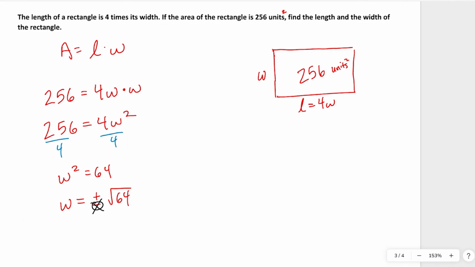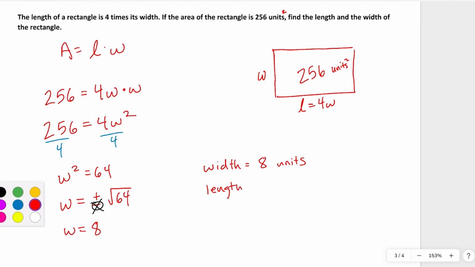If it was just a straight up algebra problem, 256 equals 4W squared, yeah, negative root 64 would be a solution. Now 64 is a perfect square, so we can simplify this. 8 squared is 64, so the square root of 64 is 8, and that's going to be our width. So the width is 8 units, and the length, which is 4 times the width, would be 4 times 8, or 32 units.